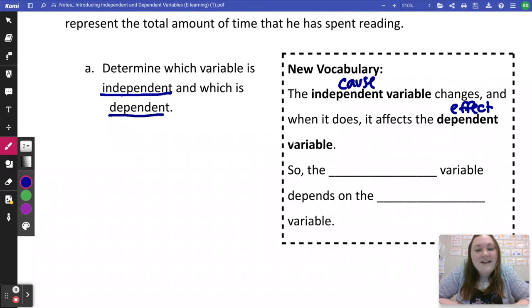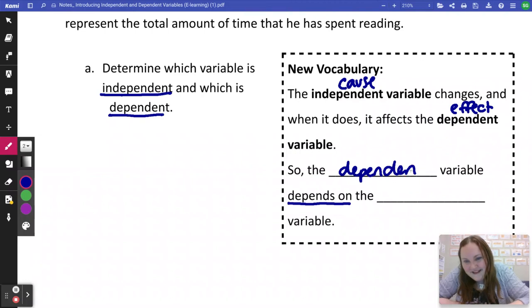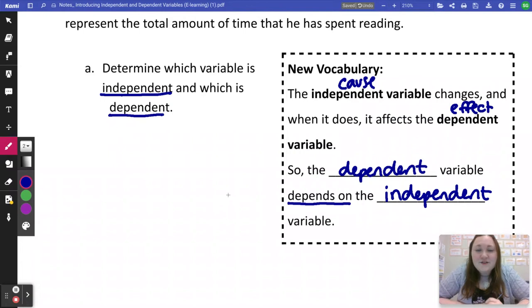It's the effect. Another way you can think of it is actually using the word depends. I'm noticing there's independent and dependent variable. We can use this phrase depends on to help us figure it out as well. The dependent variable is called a dependent variable because the dependent variable is the one that depends on the other. So we can say the dependent variable depends on the independent variable. And using that phrase depends on is for a lot of students how they successfully are able to identify which one is independent and which one is dependent.